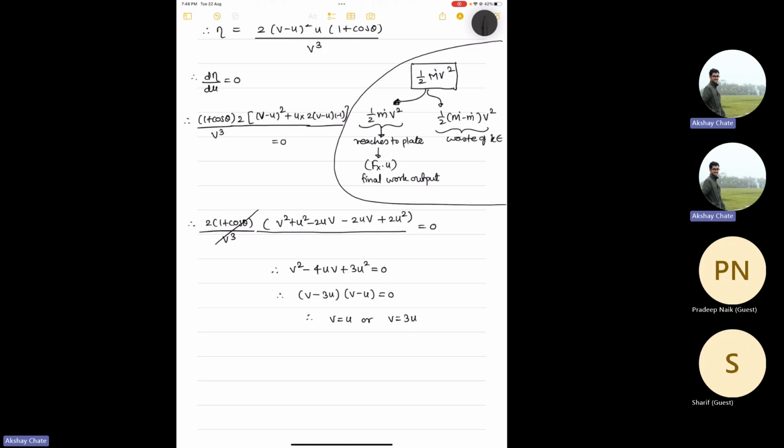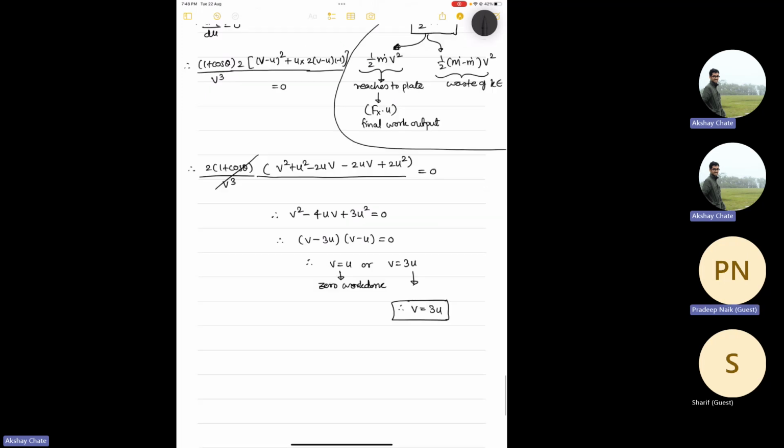But can anybody tell me one of these choices is not practical? Pradeep, tell me. V equal to u is not practical, I think, because when V is equal to u, there is no relative velocity, so there is no work done. Yes, this is the zero work done condition. But we want maximum work done output, right? So therefore, V equal to 3u. Now we need to put this in the efficiency formula, and that will be the maximum efficiency.